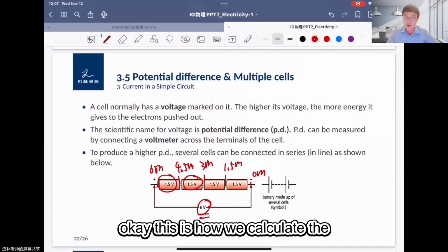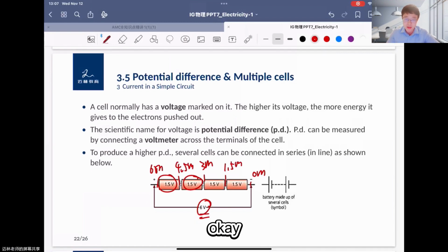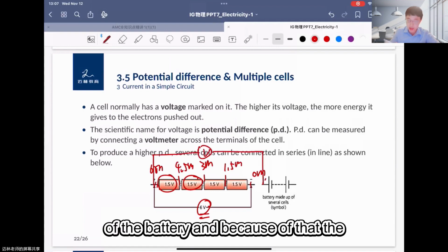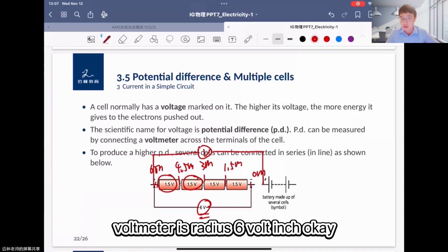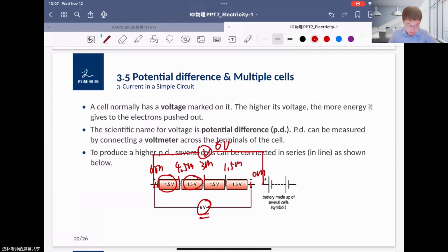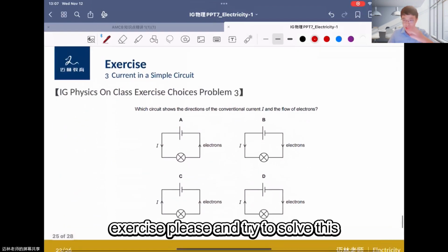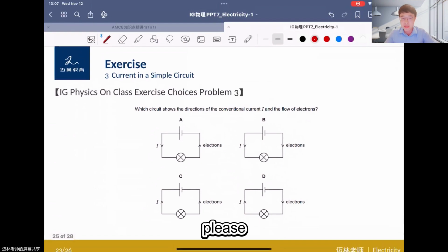So this is how we calculate the potential difference. If you use a voltmeter on the 2 sides of the battery, the voltmeter reading will be 6 volts, okay? So let's move on to this exercise, please, and try to solve this problem.